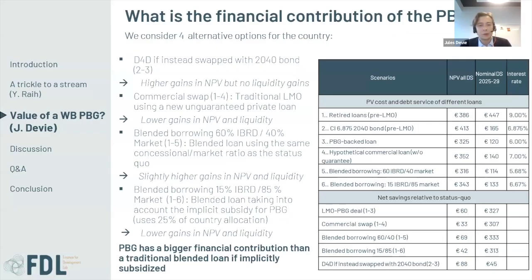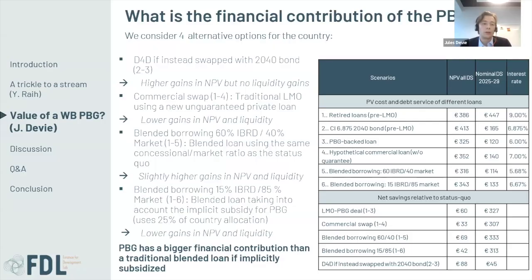So the next question comes from the guarantee, the policy-based guarantee, because obviously there's the swap, and the swap stands on that guarantee from the World Bank. But one could imagine different scenarios to achieve the swap, different consensual or non-consensual financing to conduct the swap. We imagine 4 alternative options, and we look at the gains and the cost of each option compared to the actual swap.